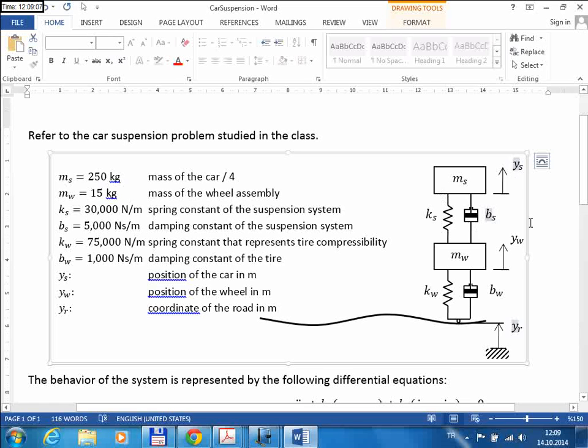That's also a valid output. If I'm interested in how much the wheel gets close to the car, if that's what I want to look at, I can choose that as my output. So output is not unique. For the same system, you can define different outputs.